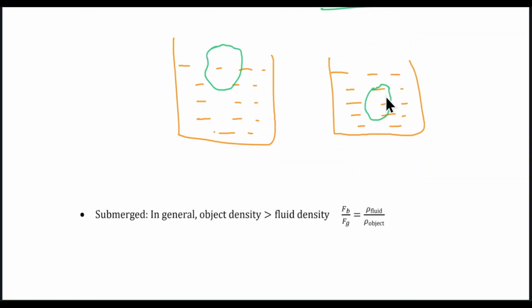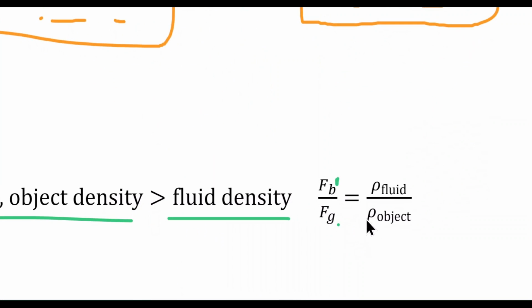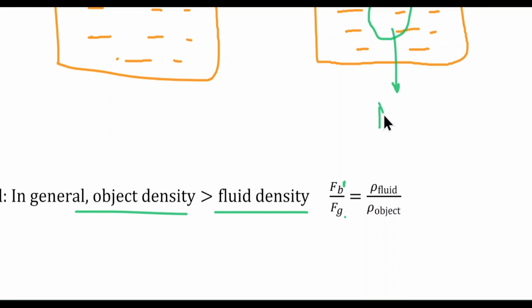But in case it has submerged, then the object density is greater than the fluid density, which means that the buoyant force FB over the force of gravity on the object, which is mg, is the same as the density of the fluid over the density of the object. Guys, these two formulas are really helpful and really important.